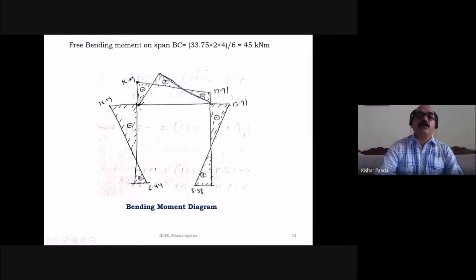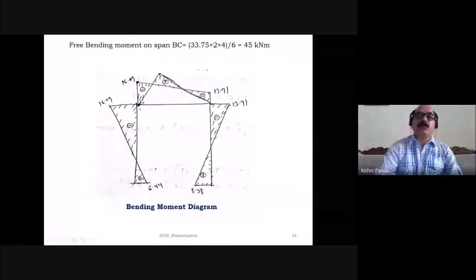Here you can find out the maximum positive moment, because here this is the positive moment diagram and this is the negative moment diagram. This portion cancels each other. So only this remaining portion is negative, and this remaining portion is negative, and this is the positive portion. So you have to find out the maximum positive moment at the loading position.